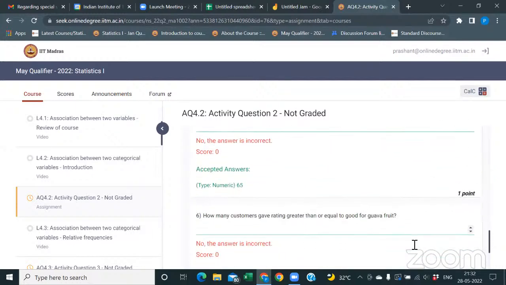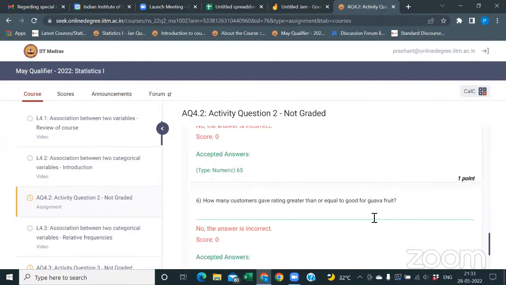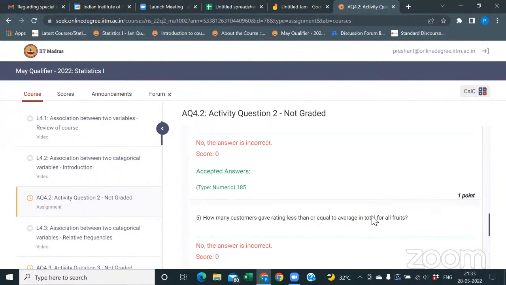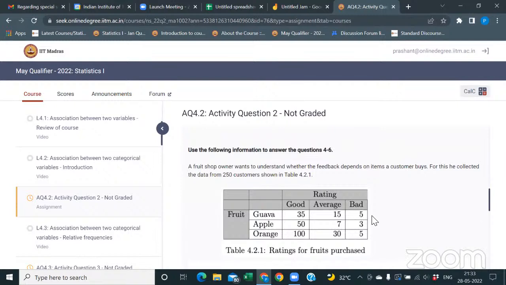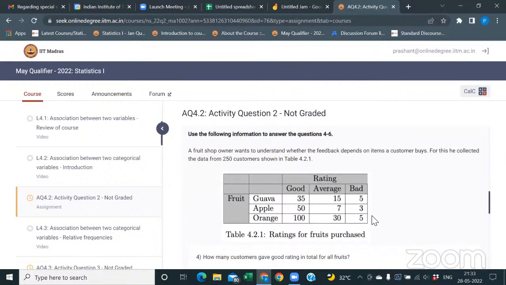Similarly, you can proceed for the sixth one. It is greater than or equal to good. Greater than or equal to good means what? Means all good fruits. Yes, greater than or equal to good means all good fruits, no, sir.